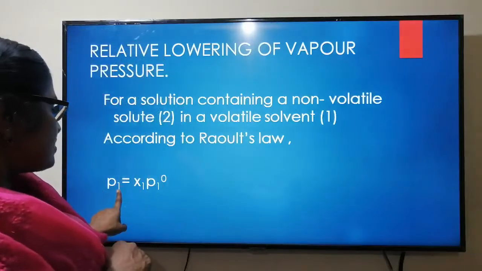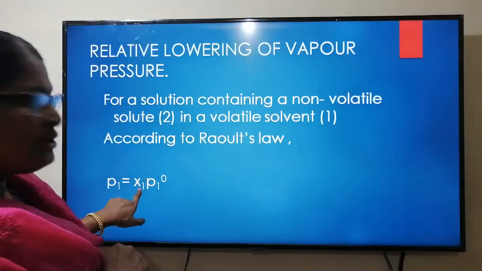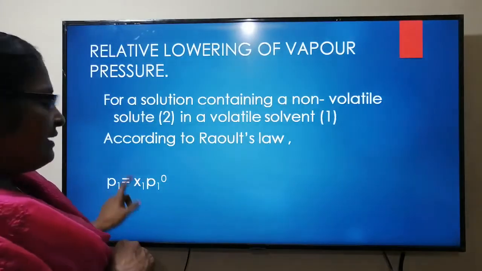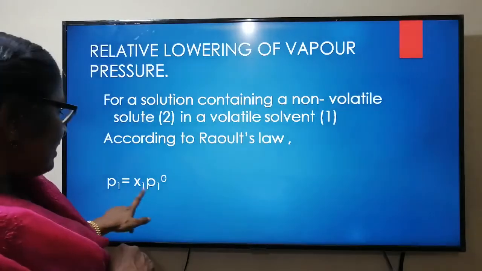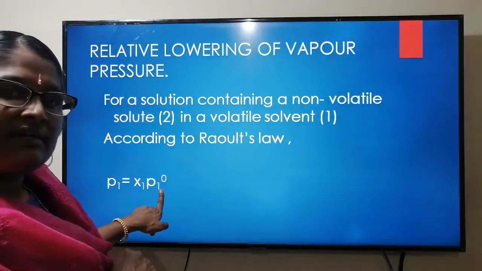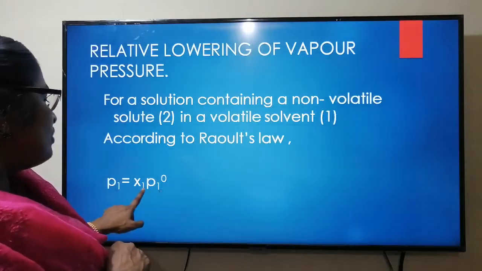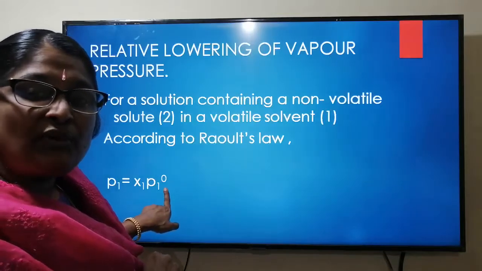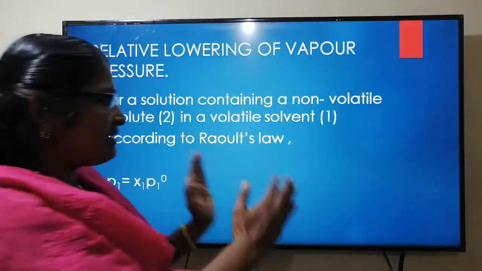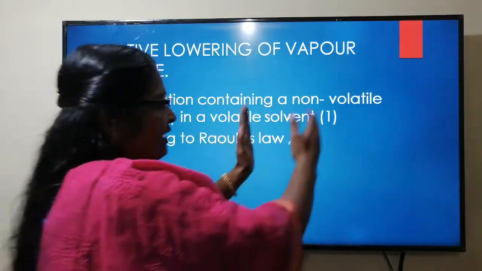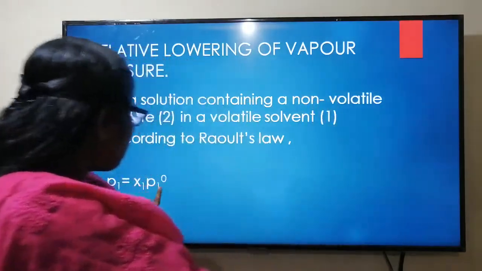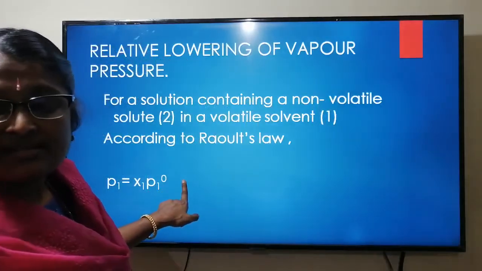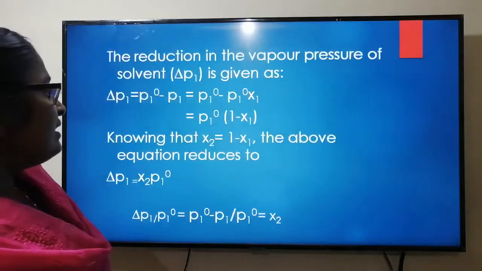So the partial pressure due to A is directly proportional to the mole fraction of that component, that is X1. Converting the proportionality into an equality, we multiply by a constant, which we also discussed last day. That is P1 is equal to X1 into P1°, where P1° is the vapor pressure of the pure component, that is, only water is there. We have two situations: one where it is pure solvent water, and that vapor pressure is known as P1°. So this is Raoult's law.